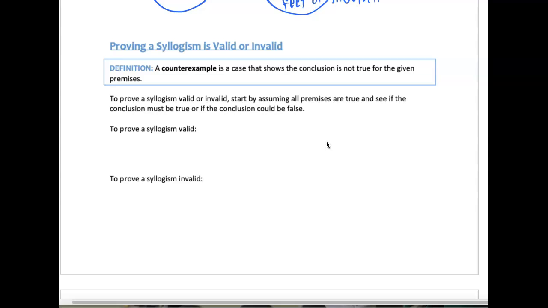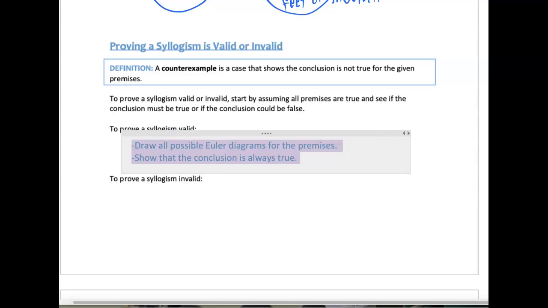Okay, so to prove a syllogism valid, you draw all possible Euler diagrams for the premises. Remember, we want all premises to be true, right? So draw all the possible Euler diagrams that could look like. And you have to show that the conclusion is always true in all of those diagrams.